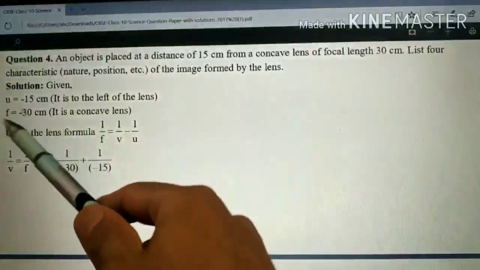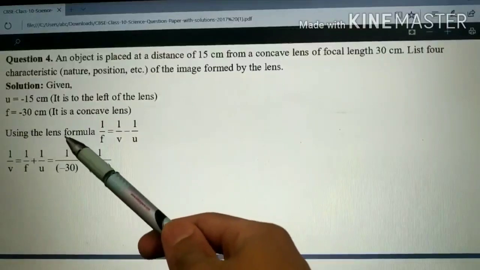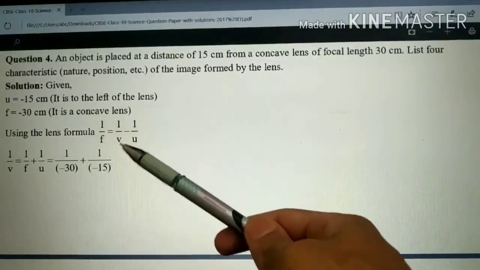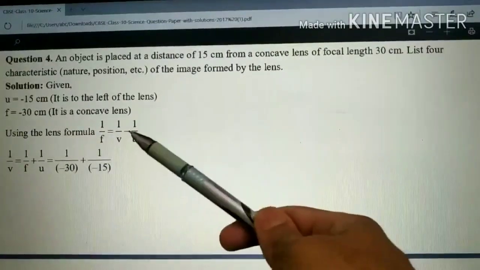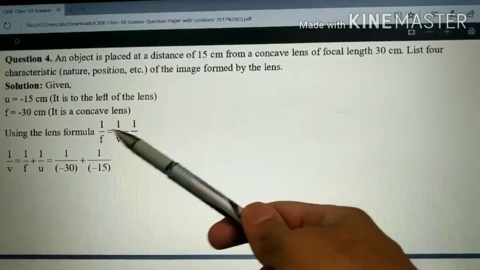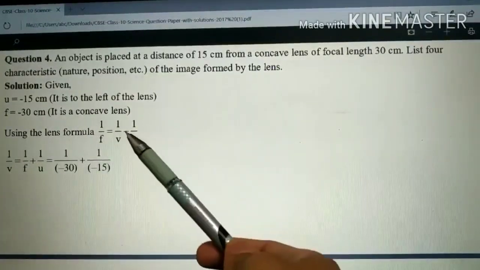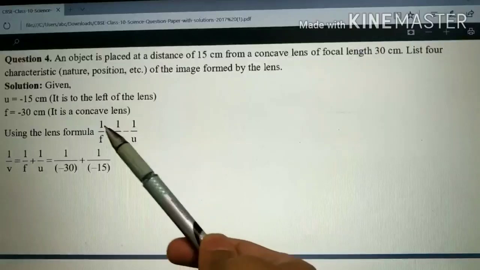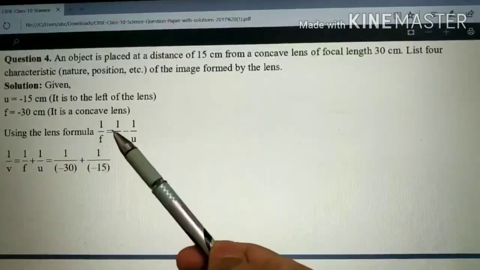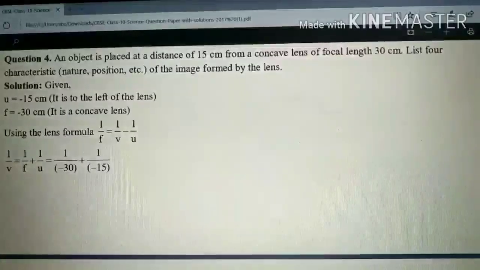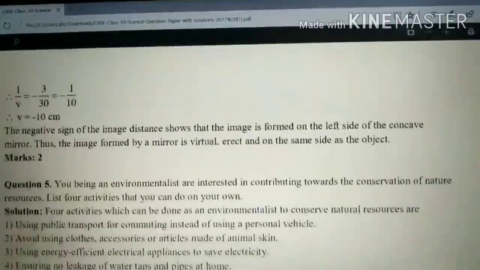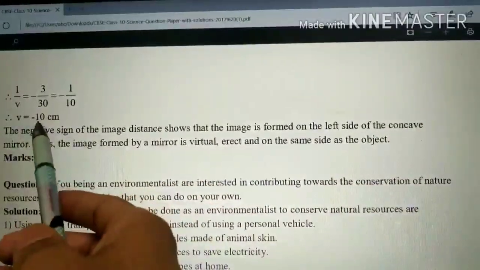Okay, so now write the formula. For a lens, you have the formula 1/f = 1/v minus 1/u, and that minus is important. For lens it is minus, for mirror it is plus. Then put the values and rearrange the equation: 1/v = 1/f + 1/u. Put the values, take the LCM. So you get v = minus 10. So v = minus 10 is the position.